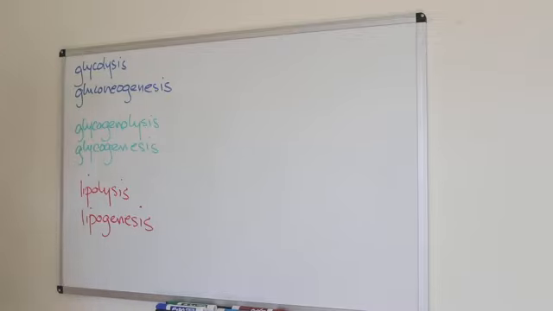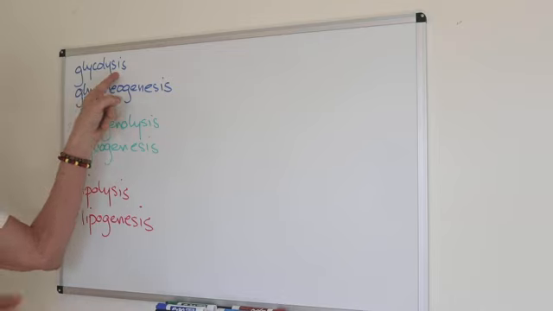Let's take a look here. 6 terms I want you to know. Notice in every case we have lysis, genesis, lysis, genesis, lysis, genesis. So let's take a look. Glycolysis, glycolysis. Remember what that suffix, that root means?